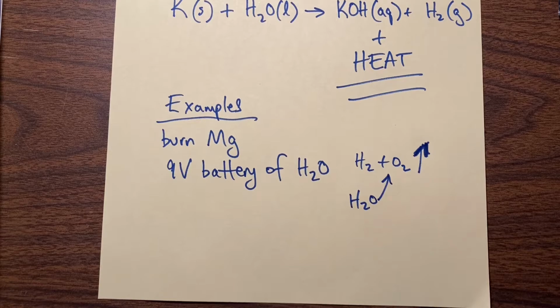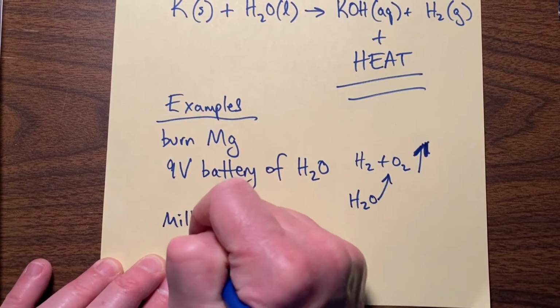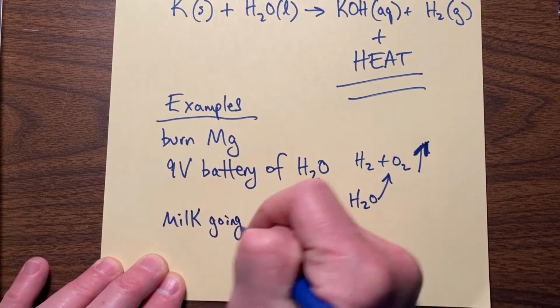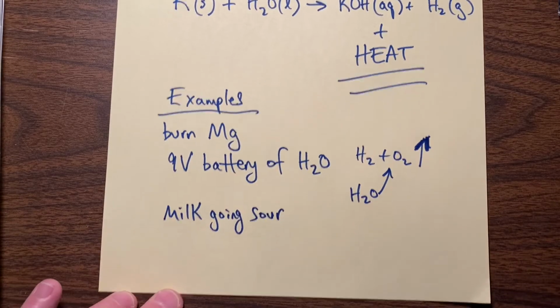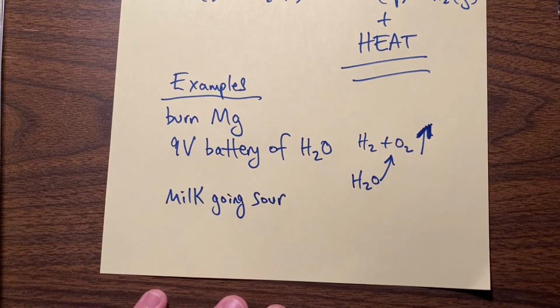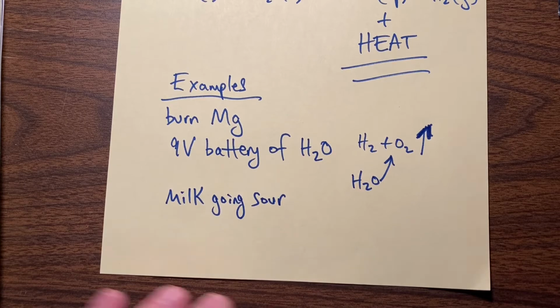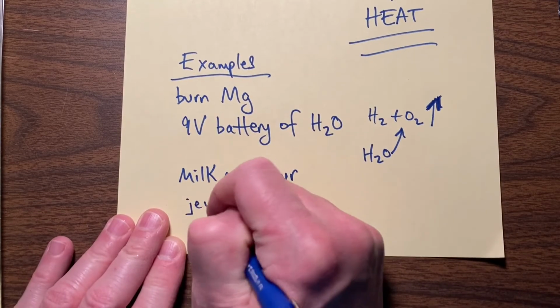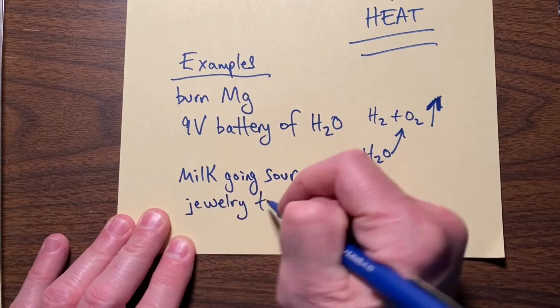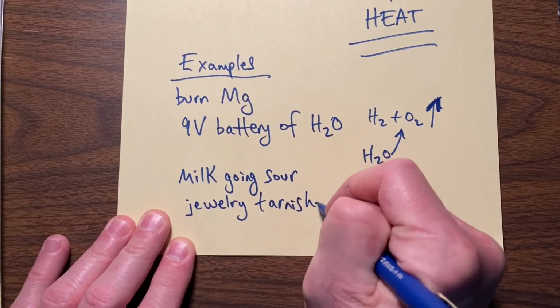That's a chemical change. Milk going sour is a chemical change because sour milk makes you sick, tastes terrible, and so therefore it's made up of different chemical compounds. When jewelry oxidizes or tarnishes, that is a chemical change. A penny turning dark brown.